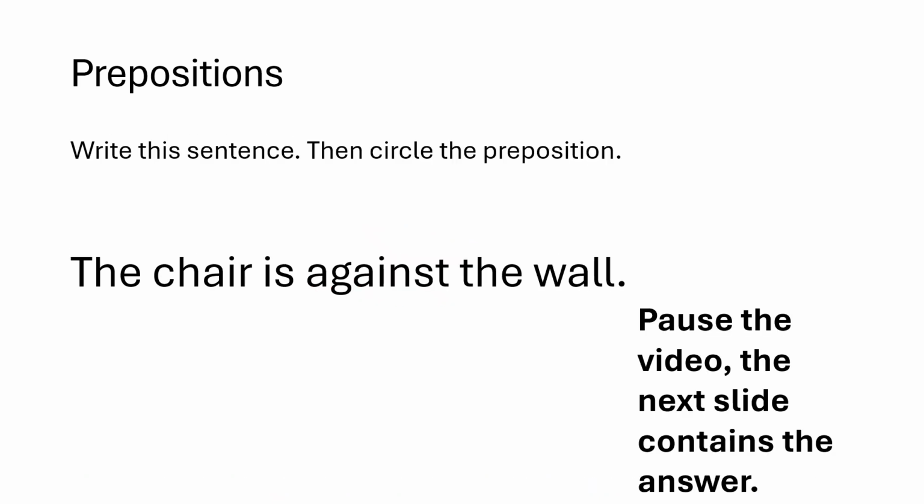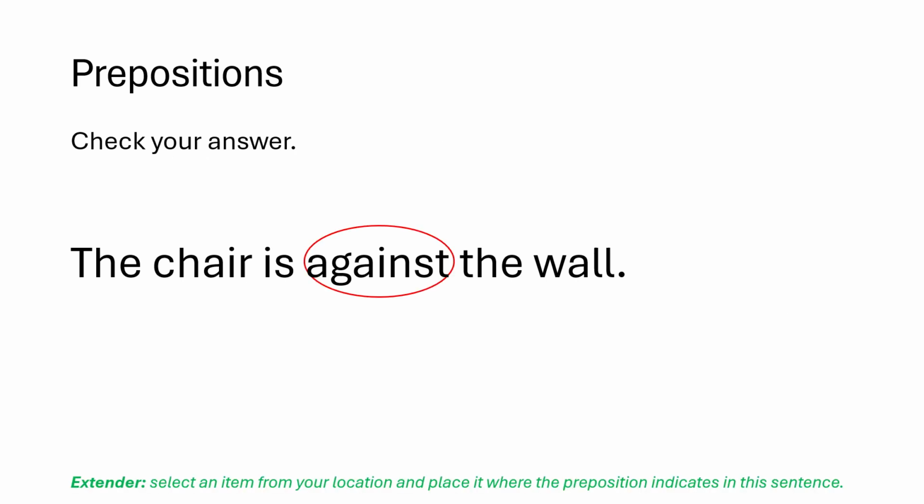Write this sentence, then circle the preposition. The chair is against the wall. Pause the video. The next slide contains the answer. Check your answer. The chair is against the wall. The preposition is against.